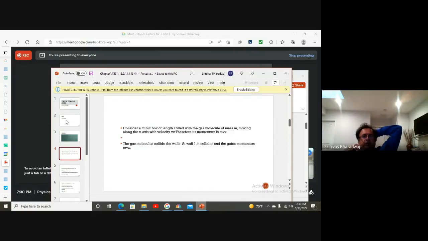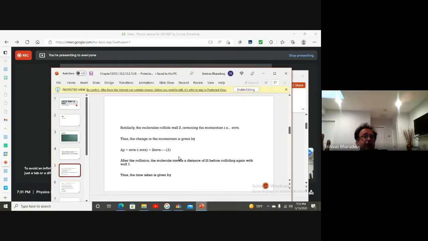Now you have a cubic box, which we discussed in the context of the Boltzmann law, the statistical model, right? Consider a cubic box of length l, and in that box you have particles moving back and forth. When a particle hits the wall, it collides with momentum mvx and bounces right back. It's an elastic collision. There is no loss of energy. Momentum going this way is mvx, momentum reversing is mvx the other way, right? So what is the change in momentum?